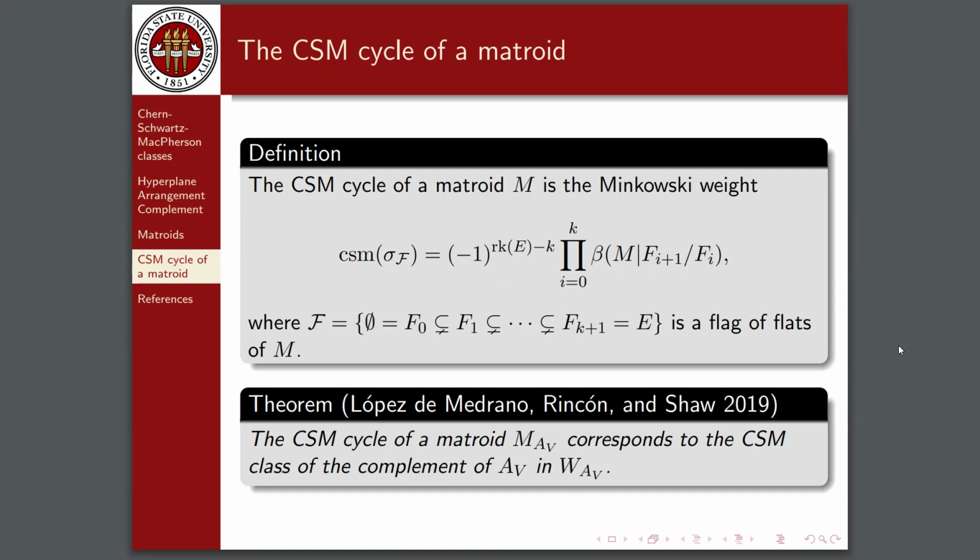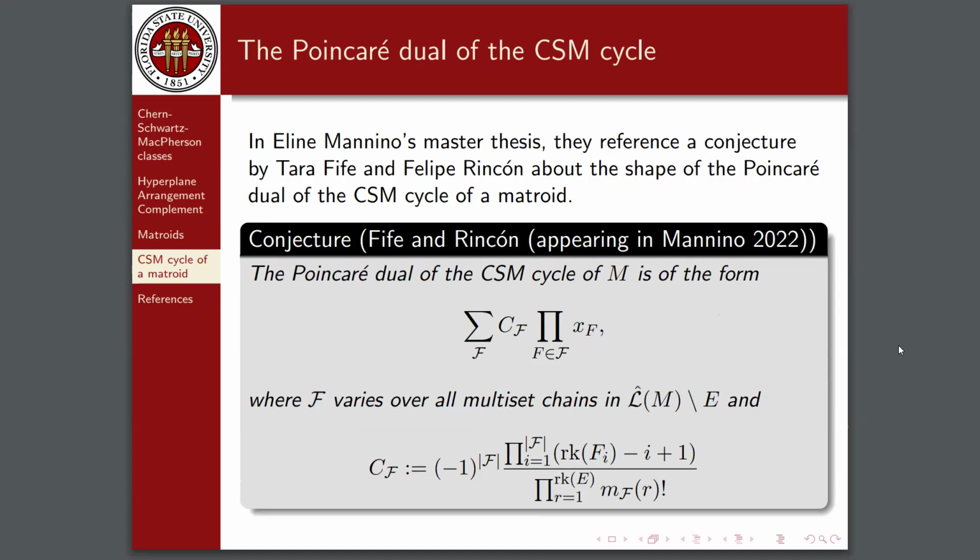Then the next question is, okay, so we have the class in the Chow group, but when I computed the CSM class of the complement of the union of two lines in P^2, I really gave you an element of the Chow ring capped with the fundamental class. So people have been searching for, well, what should the Chow ring element be? In a thesis by Eileen Manino, they reference a conjecture that Tara Brendle and Felipe Rincón made about what the Poincaré dual of the CSM cycle of a matroid should be in general, and they gave an expanded form for this.